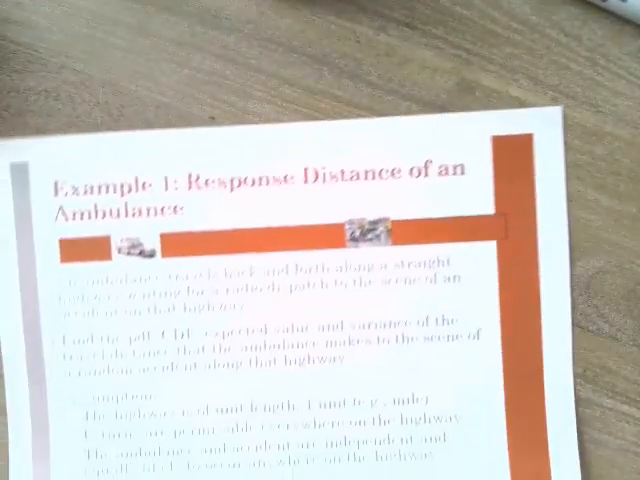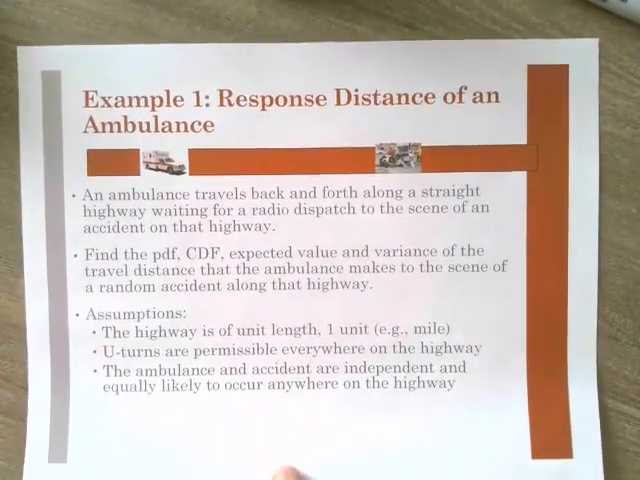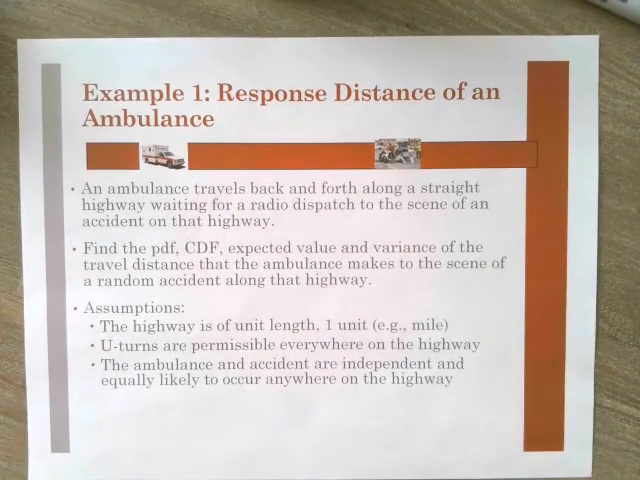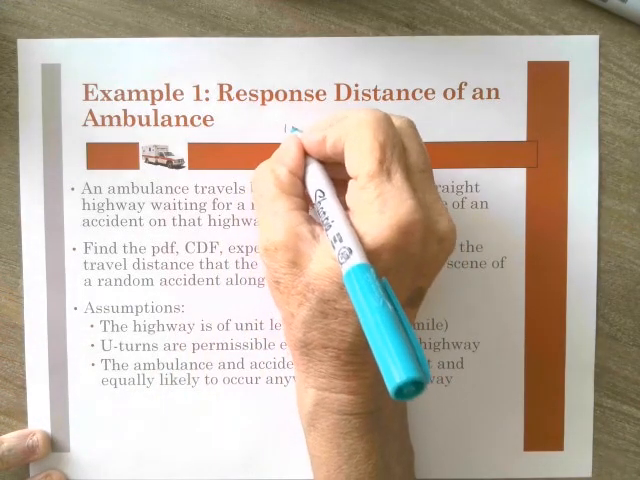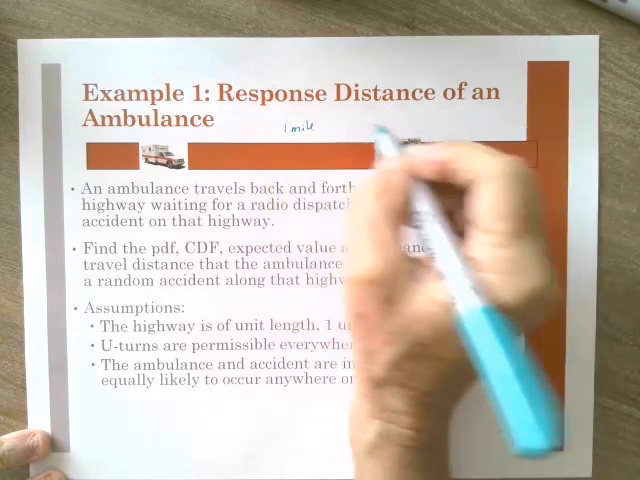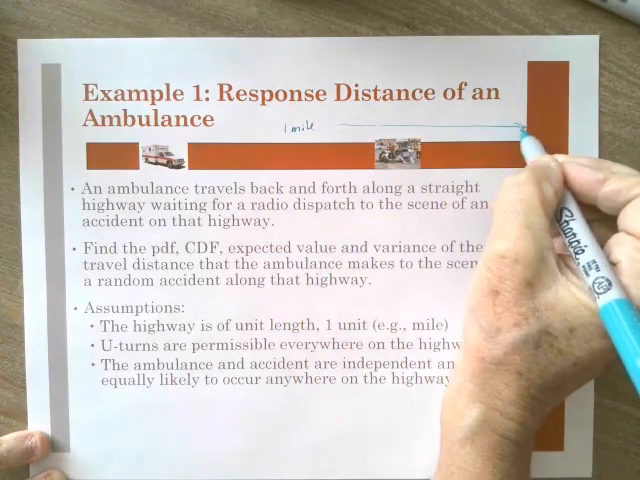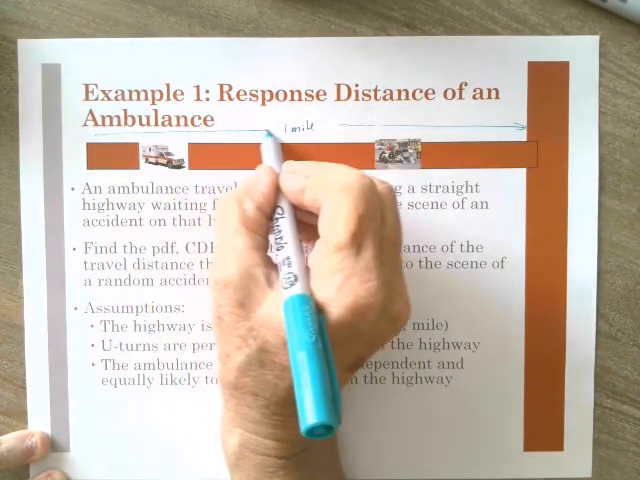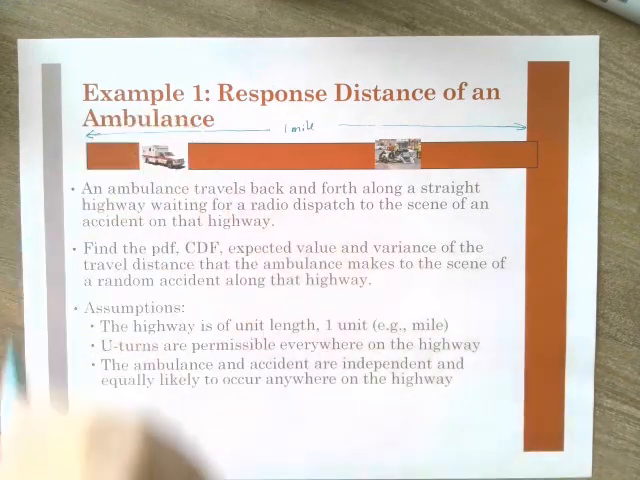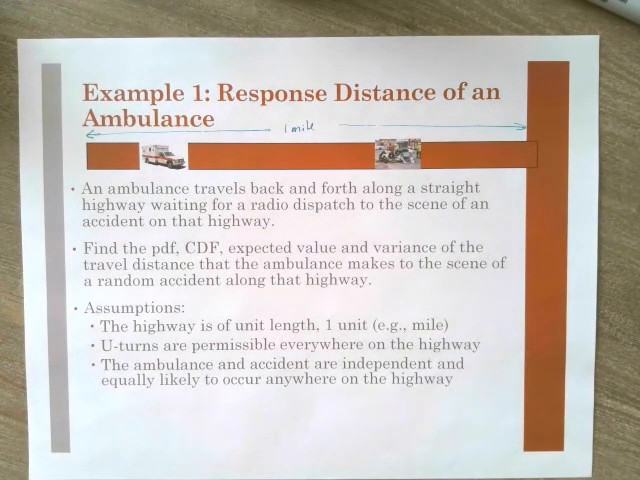So let's start out with an example, a pretty simple little example. Imagine that we just have a 1 unit length of highway, and I'm going to be using 1 mile as my unit length. And suppose that I've just got this, again, this is just 1 mile long. We're starting out with 1 mile, and then we're going to extend it to S miles, as many as we want.